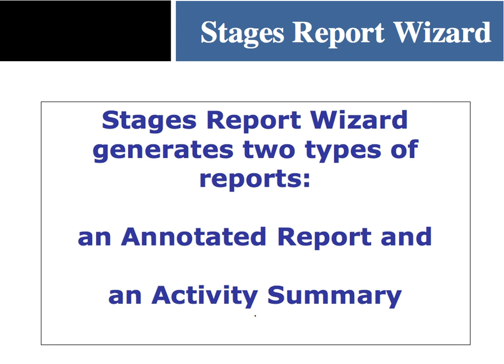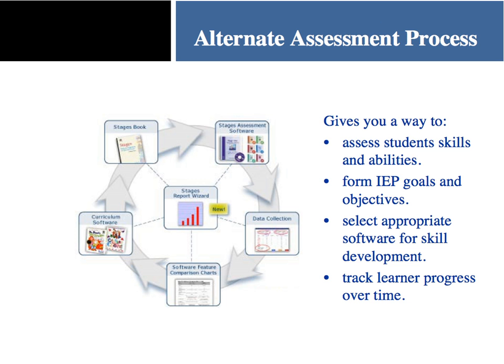And there are two kinds of reports that you can write using the Stages Report Wizard. An annotated report will allow you to make a comment on one sitting. Did something wonderful happen today? Was there something of concern in a particular activity? That one activity can be isolated and annotated in a single report. Or you can add together all of the Stages data that you've been collecting over time and create an activity summary.